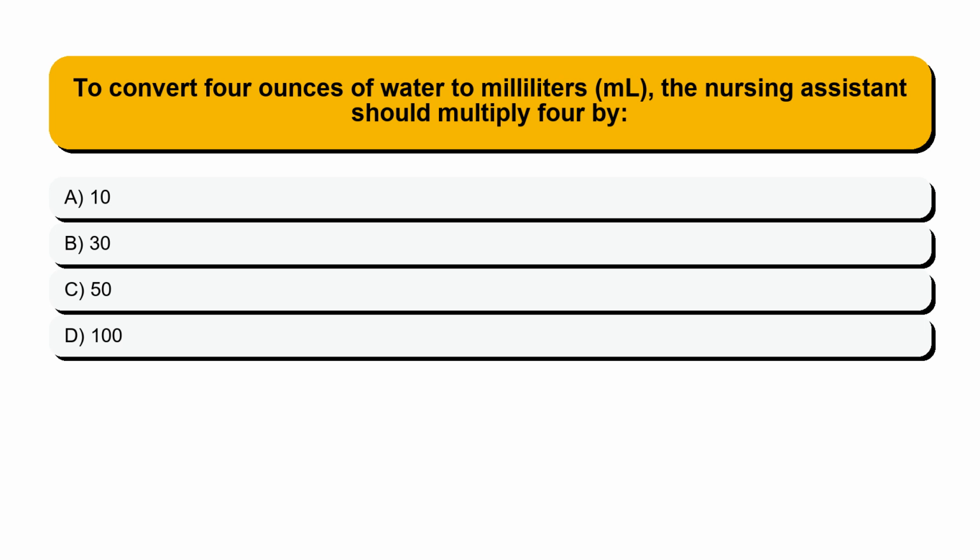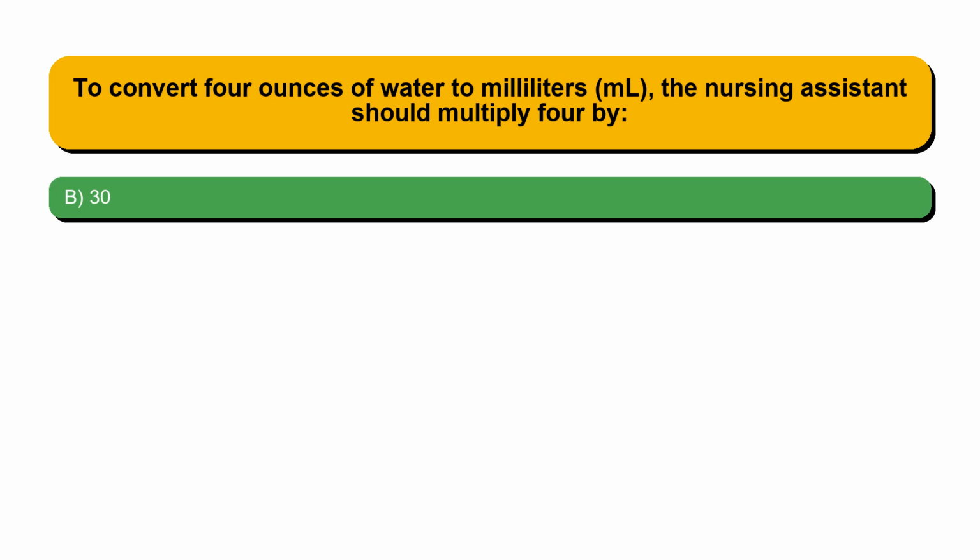Question 56. To convert 4 ounces of water to milliliters, ml, the nursing assistant should multiply 4 by: Option A, 10. Option B, 30. Option C, 50. Option D, 100. The correct answer is option B, 30.